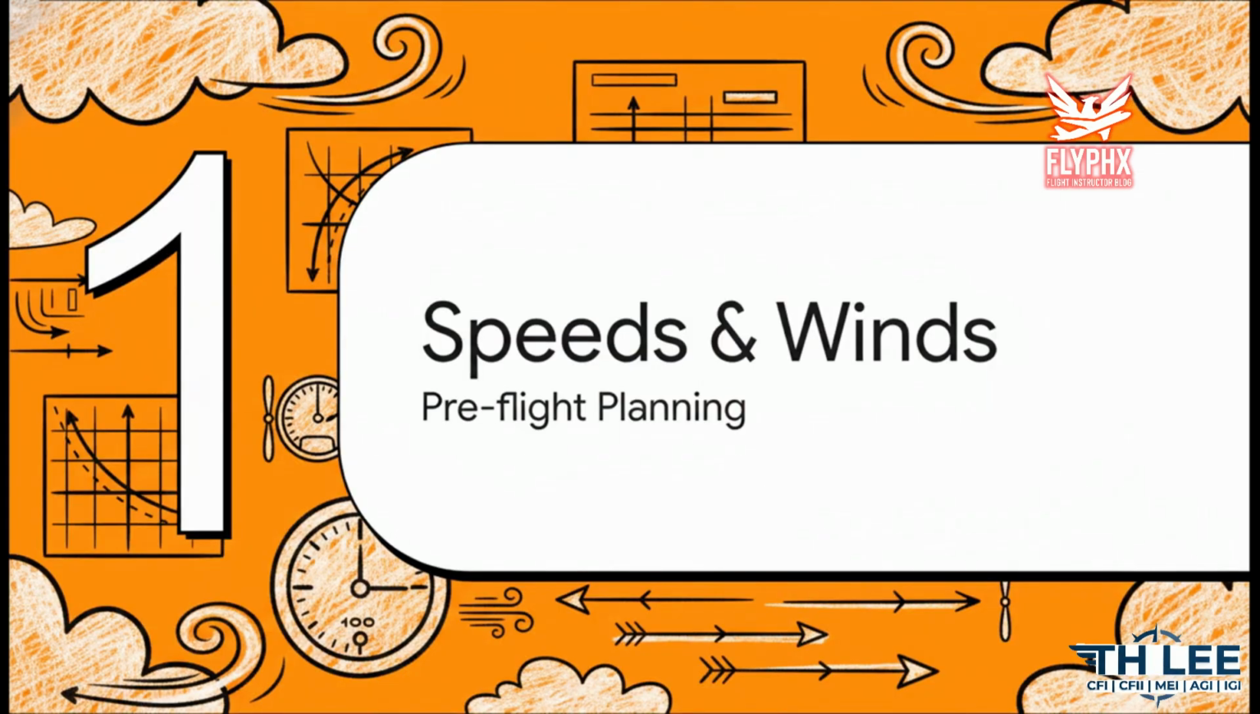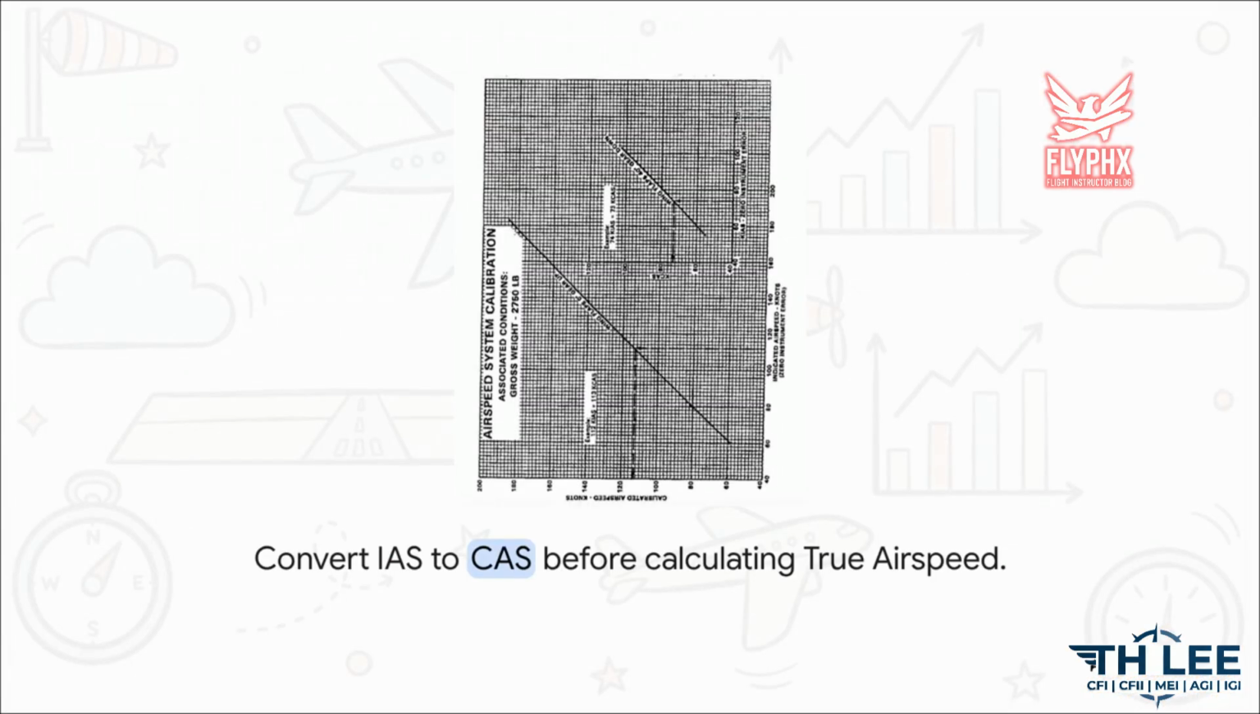All right, Section 1, speeds, stalls, and winds. Let's get our pre-flight planning locked in before we even touch the airplane. So, starting off, take a look at the Airspeed System Calibration chart. This is basically your translation tool for converting indicated airspeed, the IAS you read directly off the dial, into calibrated airspeed, or CAS. Now, you might be asking, why do we even care about CAS?